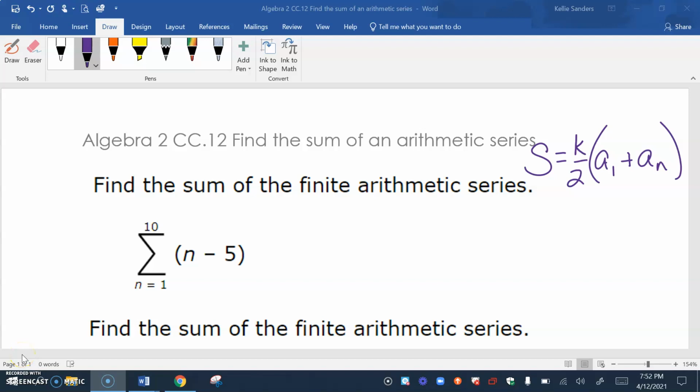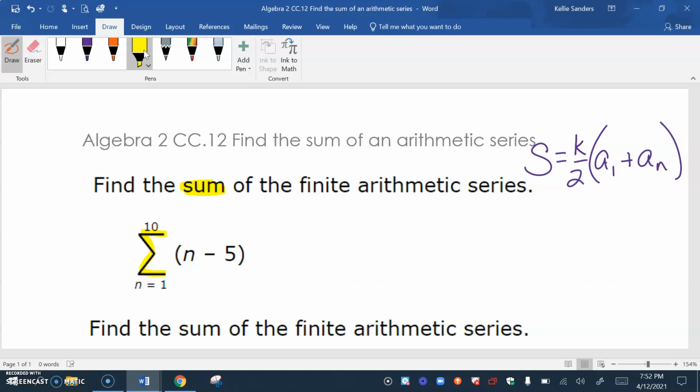CC.12, find the sum of an arithmetic series. What a series is, it's not a sequence. It doesn't go on forever and ever and ever, but it has a stopping point. And what this is called, it's the Greek letter sigma. And in math, sigma means sum. So anytime you see that weird E looking thing, it's sigma.